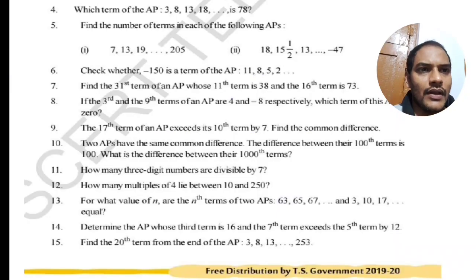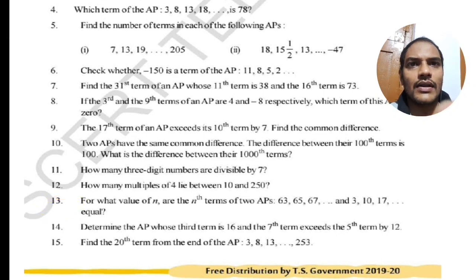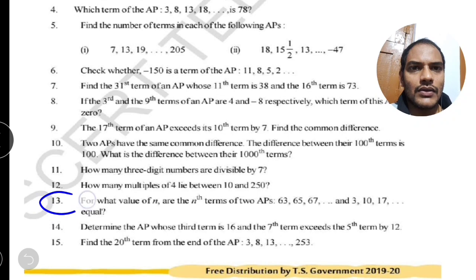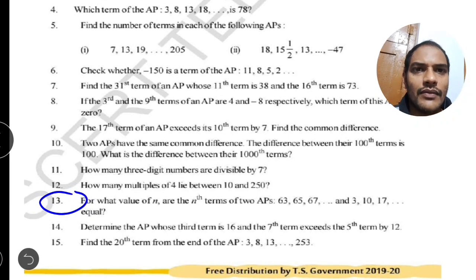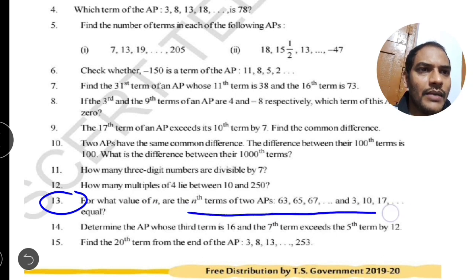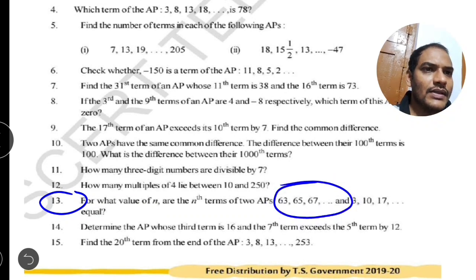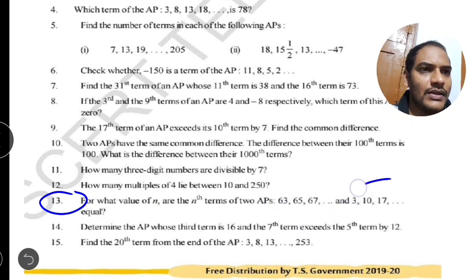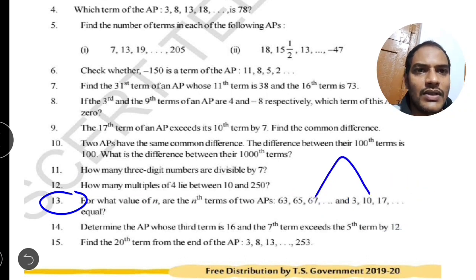One more logical question, that is the 13th problem. So let's do the 13th problem. After that I will explain 11 and 12. For what value of n are the nth terms of two APs equal? See here, he gave two APs. One is 63, 65, 67. Another one is 3, 10, 17. In both APs, we have to find out which n value makes the terms equal.